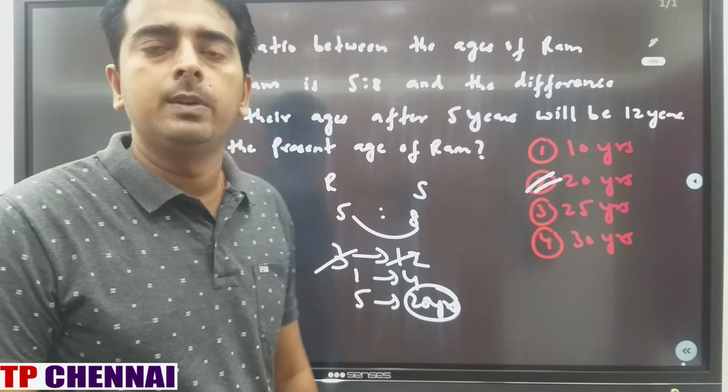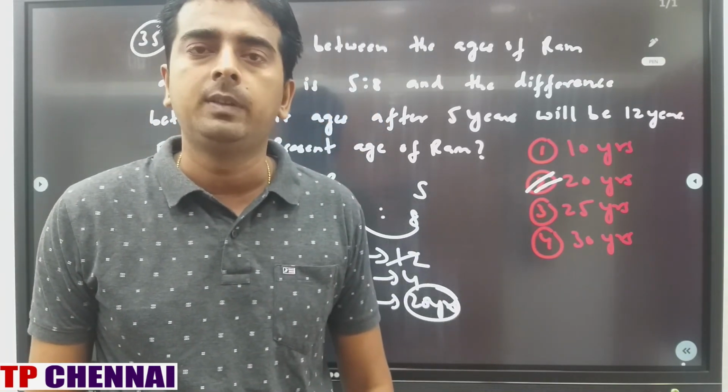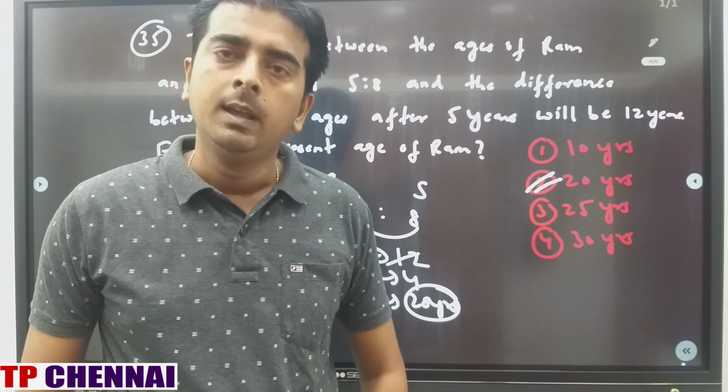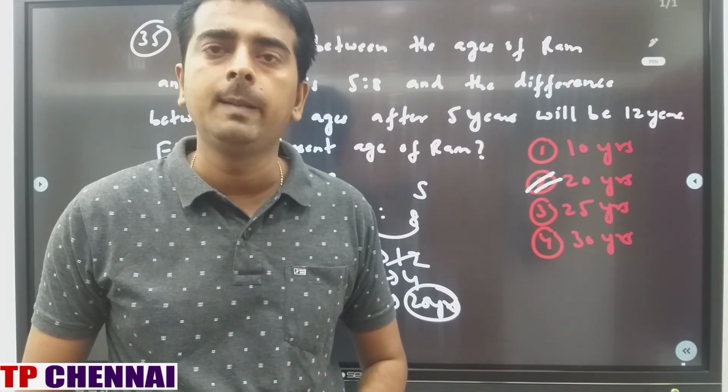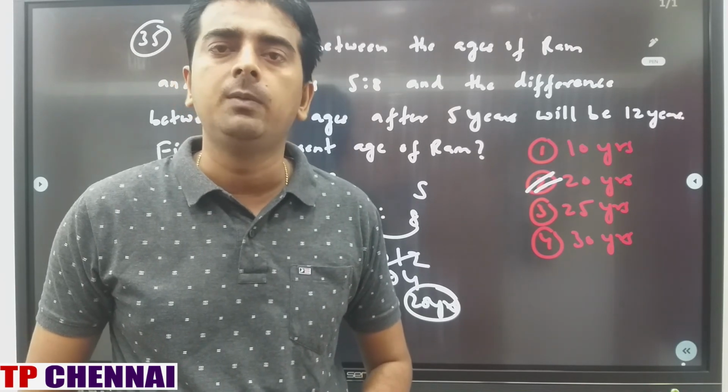So I hope you are clear with all these 35 questions which we have seen in this particular video. We have seen simplification, we have seen quadratic equation, we have seen number series, we have seen one set of DI, and 10 arithmetic group questions we have seen here.